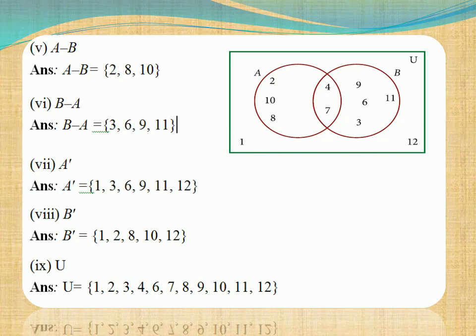Now the ninth subdivision, universal set. Universal set means all the elements from that set. Okay, so 1, 2, 3, 4, 6, 7, 8, 9, 10, 11, 12. These are the elements of the universal set.